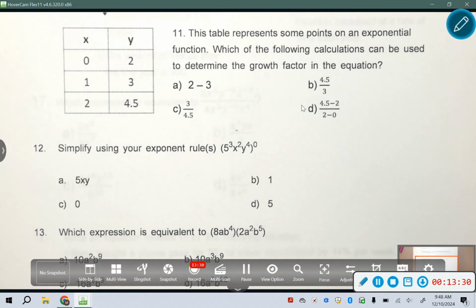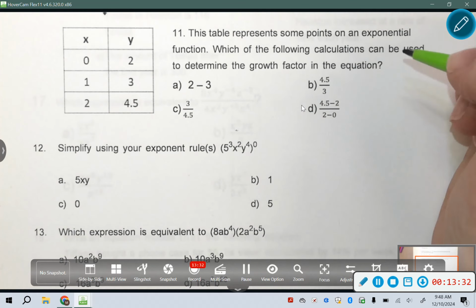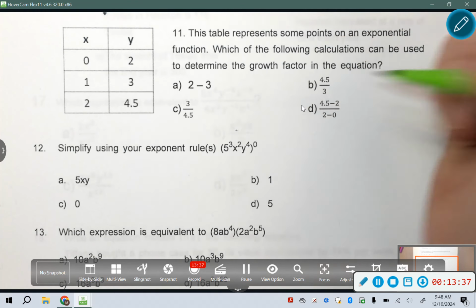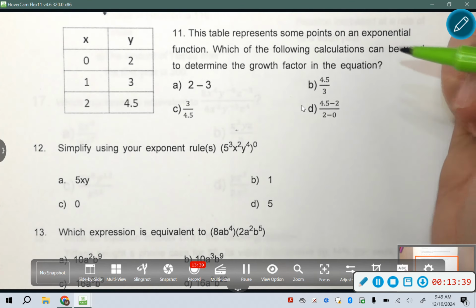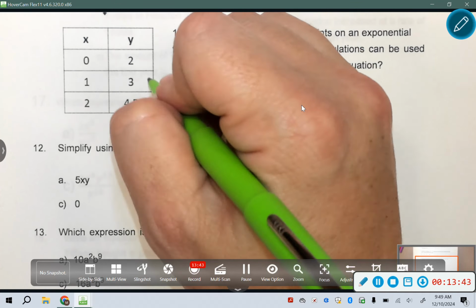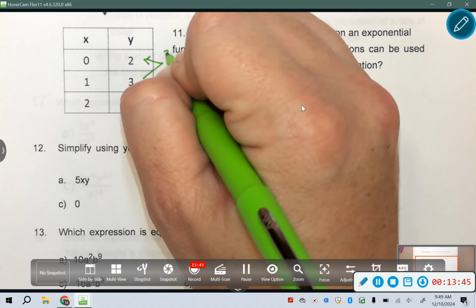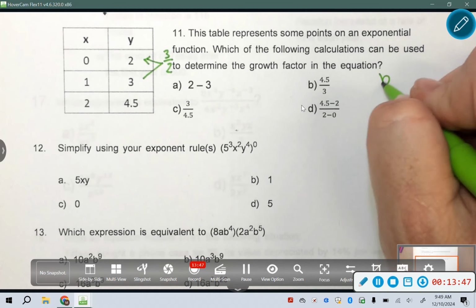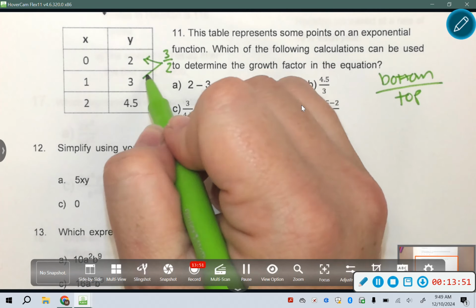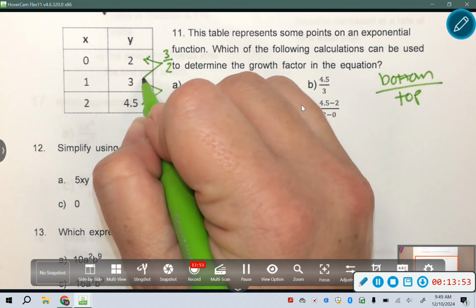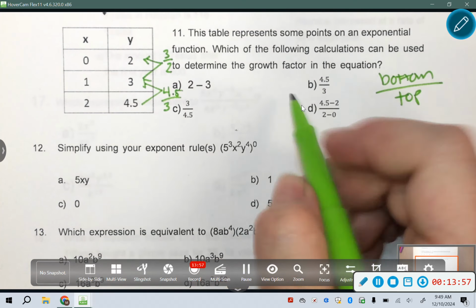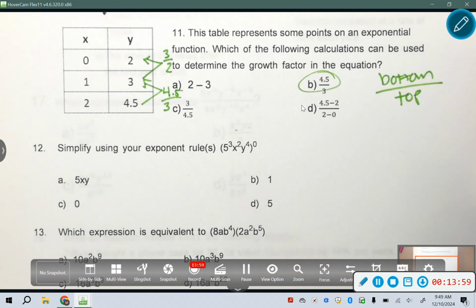Okay, when I look at number 11, it says the table represents some points of an exponential function. Which of the following calculations can be determined to find the growth factor? I want you to remember, your growth factor is your multiplier. So if I want to find it, I can do the opposite and divide. So I could do 3 divided by 2. Remember, it's bottom divide top. So 3 divided by 2, or I could do 4.5 divided by 3. And I see that one right here at B.